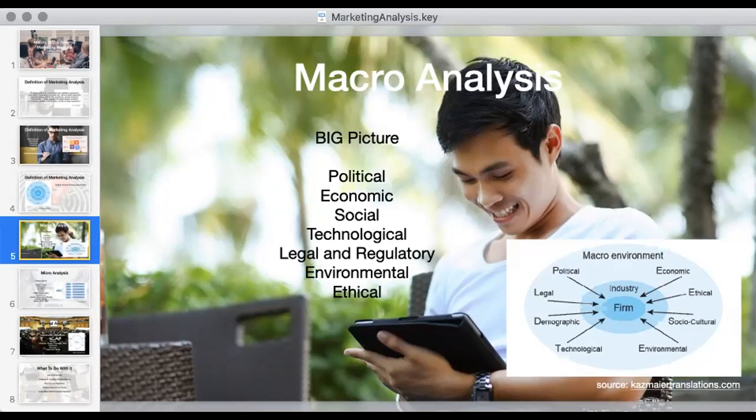So the macro analysis is not a one-time exercise. It's an exercise that you will conduct on quite a regular basis, keeping your ear to the ground, keeping your eyes open for the bigger picture. So we read widely, keep ourselves very much in tune with the bigger picture and how things are changing in the world.